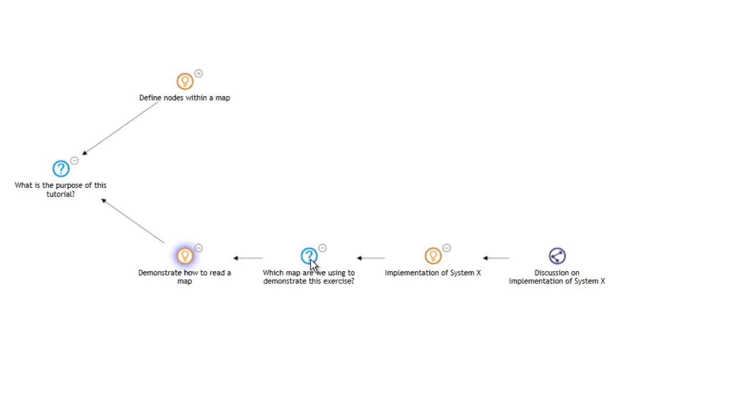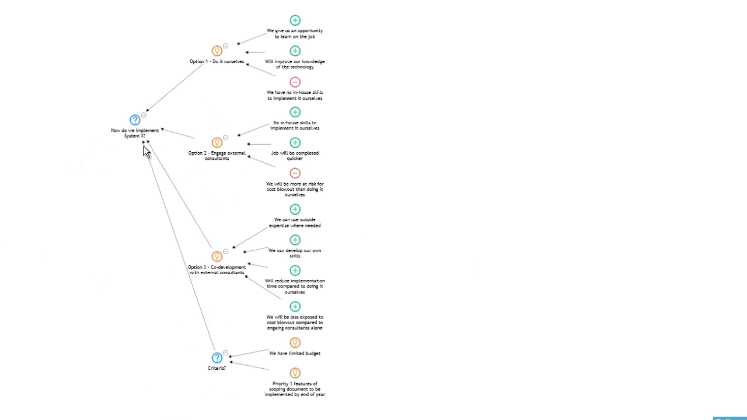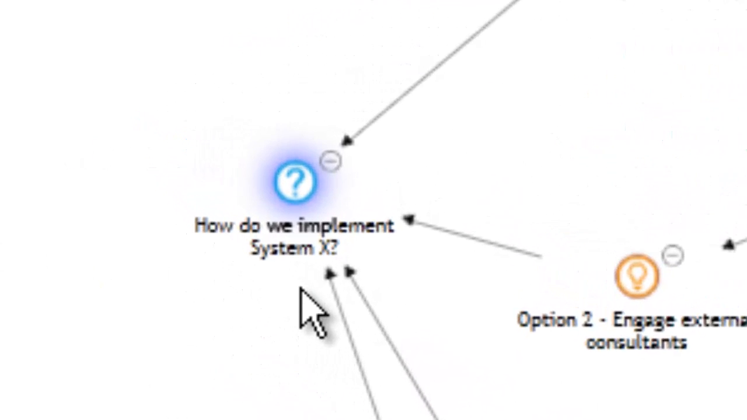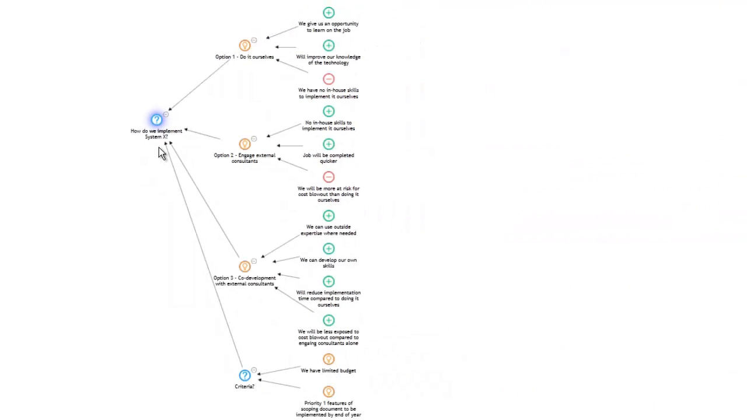Now that you understand what the nodes mean, how do you read the maps? Let's do this by using an example map, the discussion on implementation of System X. So here is a discussion on how do we implement System X. The group came up with 3 possible options along with their pros and cons.